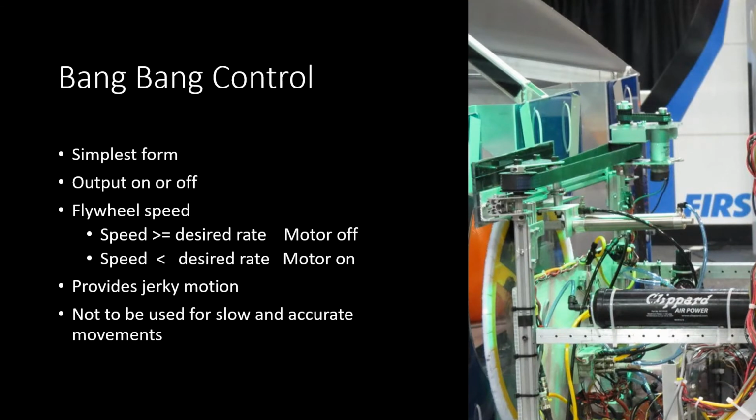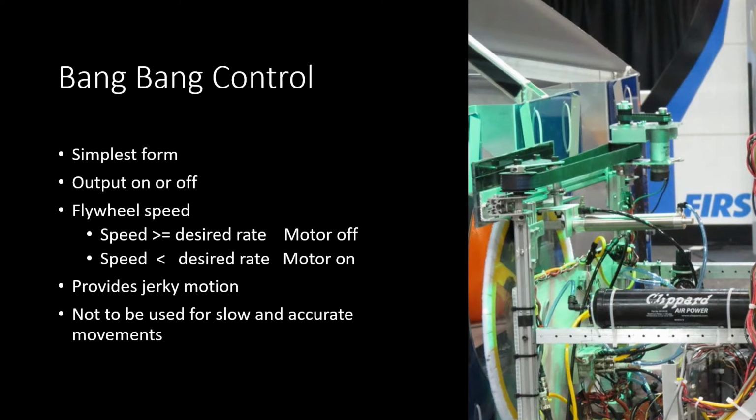Now, one of the simplest forms of control is a bang-bang controller. This is where the output is either on or off. It's usually used in a flywheel, where if we want the flywheel to go at a set RPM, this will let us do that.